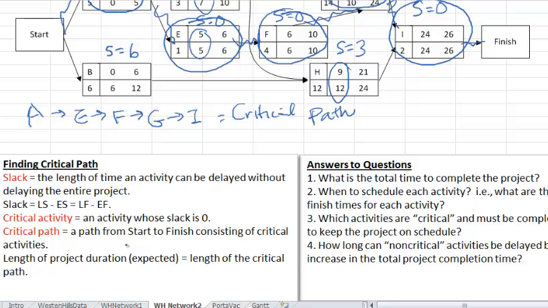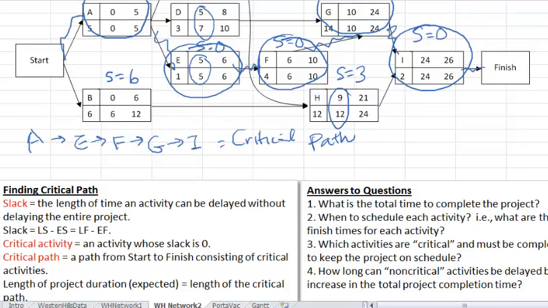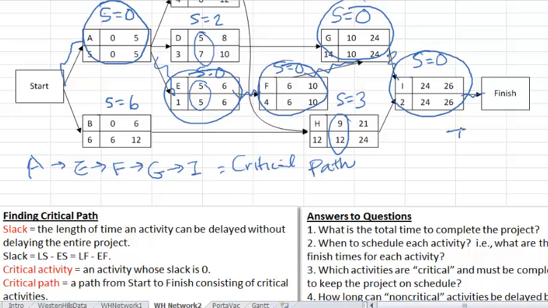That length of the critical path is the same as the project duration, the total time for the project. So here, remember that the length of the project was 26 weeks. So let's see if the length of this path matches that number. By length of the path, we mean if we were to add up the durations of the activities on that path, the sum would be the length of that path.